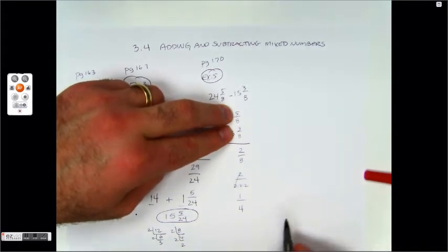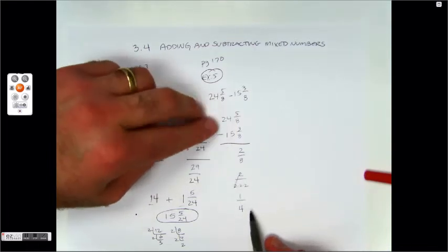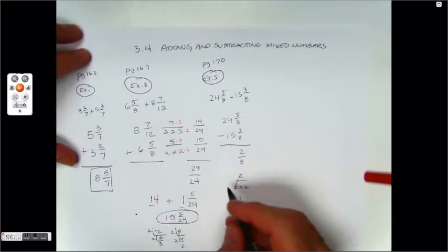And then once you finish the fractional piece, and this is improper, so we can move to the whole number piece. The 24 minus the 15 gives us 9. So we get 9 and 1/4.